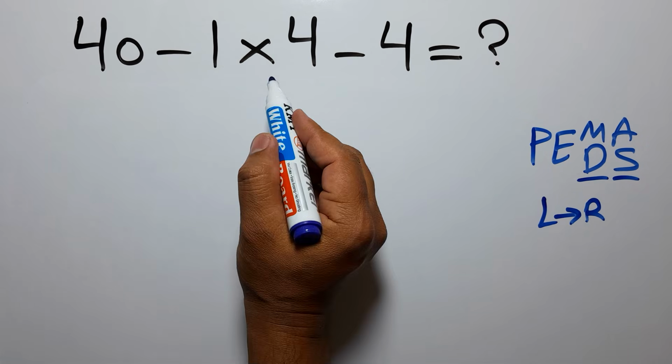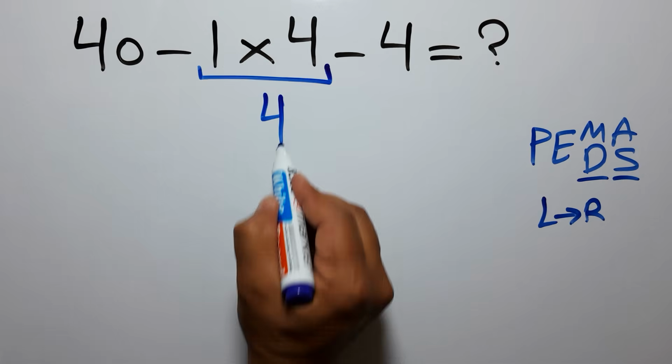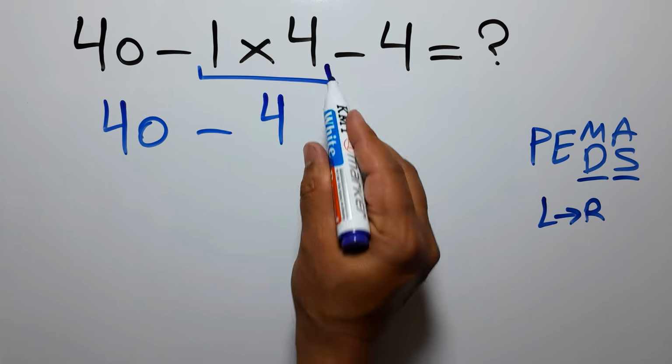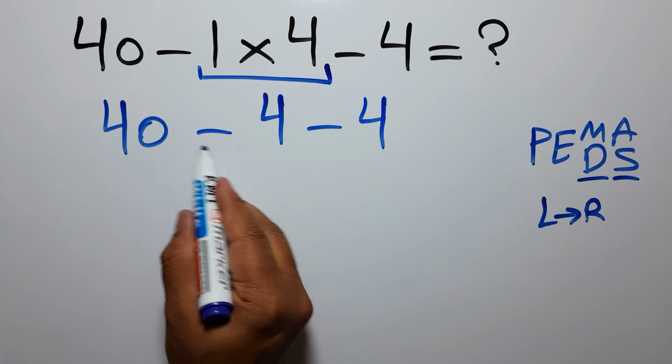So first we have to do this multiplication. 1 times 4 gives us 4. So we have 40 minus 4, and again here we have minus 4. Now we have to do this subtraction.